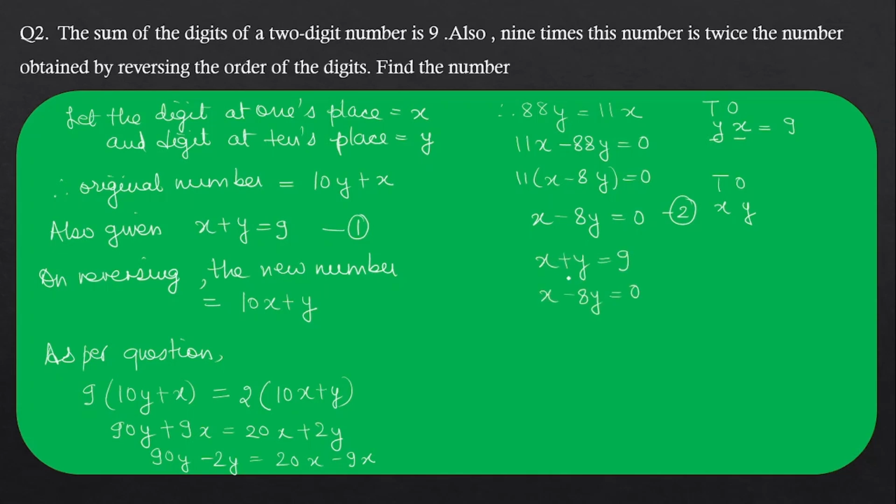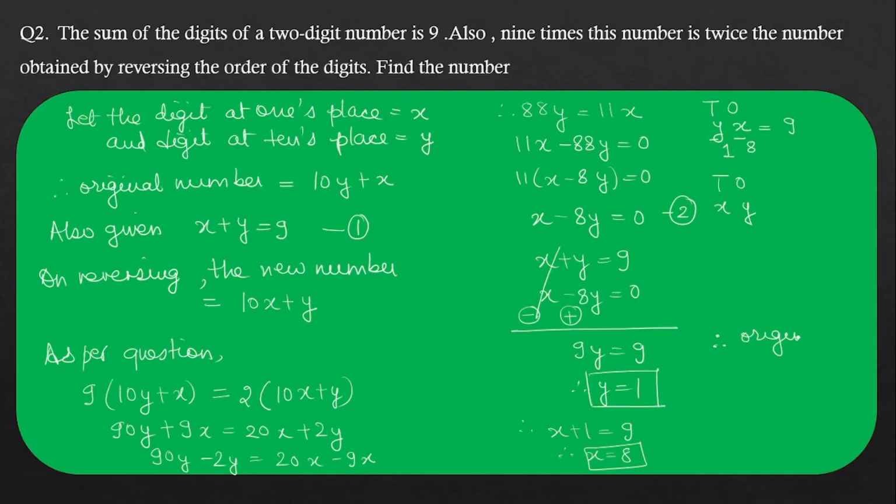Now again, since we are trying to solve this by the elimination method, here I can see both the x are positive and their coefficients are the same. So again we will subtract. So this is x positive, I'll change the sign to negative. This is negative, this will become positive. The sign of 0 is immaterial. We get x minus x is 0. y plus 8y becomes 9y is equal to 9. Therefore, y is equal to 1. Therefore, the digit at the tens place is 1. x plus 1 is equal to 9. We get x is equal to 8. For the original number, the digit at ones place is 8 and the digit at tens place is 1. Therefore, the original number becomes 18.